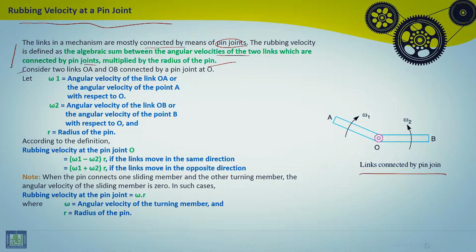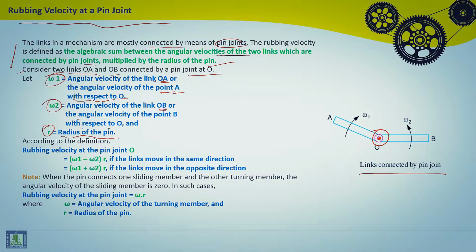So consider two links OA and OB connected by pin joint at O. Let W1 or omega 1 be the angular velocity of the link OA, or also called the angular velocity of the point A with respect to O. And omega 2 or W2 is the angular velocity of the link OB, or the angular velocity of the point B with respect to O. And also R is the radius of the pin here.